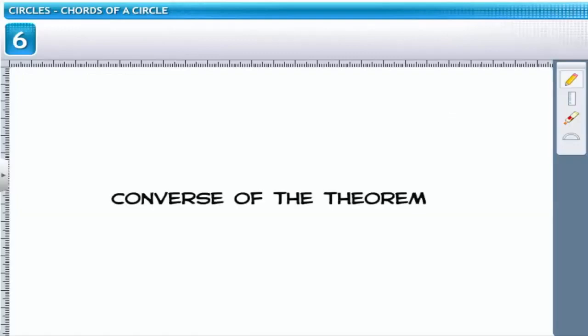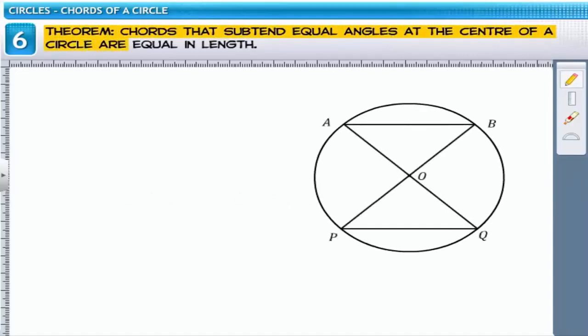Now, let us see if the converse of what we just proved is also true. The theorem states that the chords that subtend equal angles at the center of a circle are equal in length. Consider a circle with center O and two chords AB and PQ such that angle AOB equals angle POQ. Now, we have to prove that AB equals PQ.